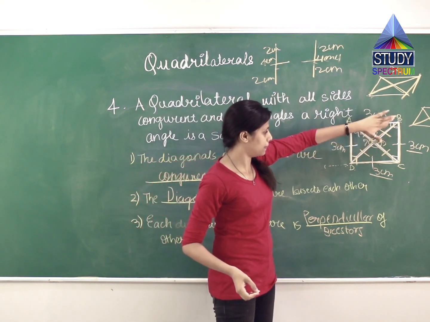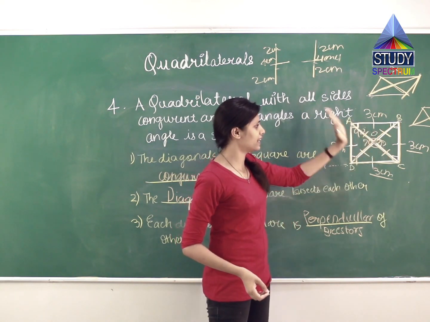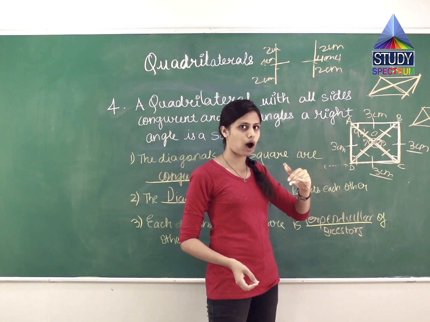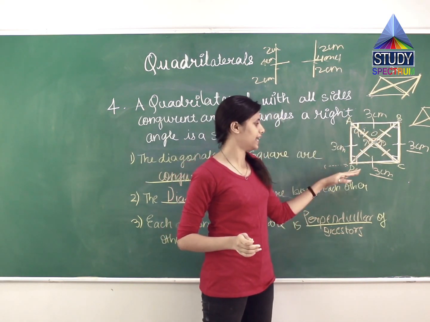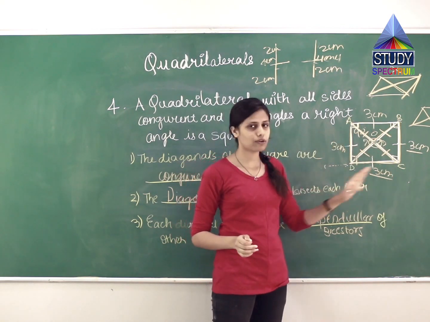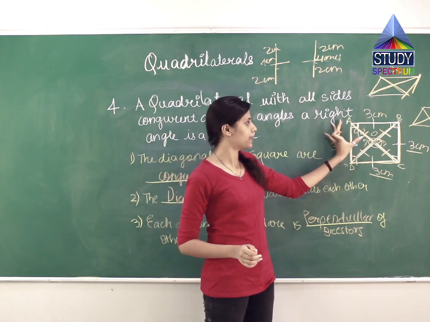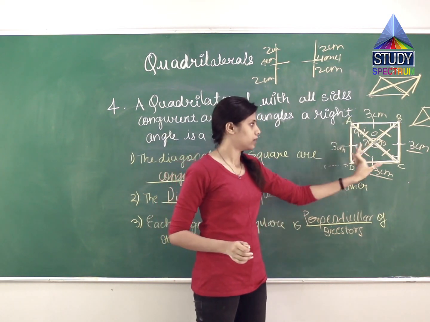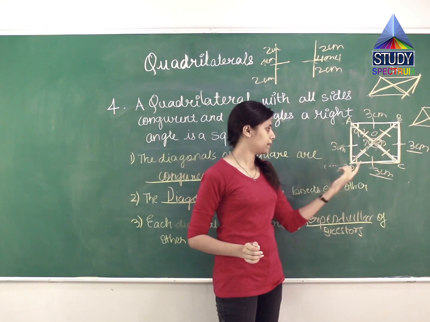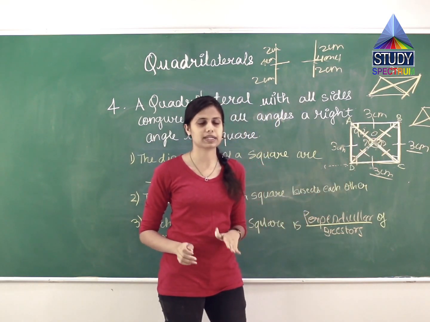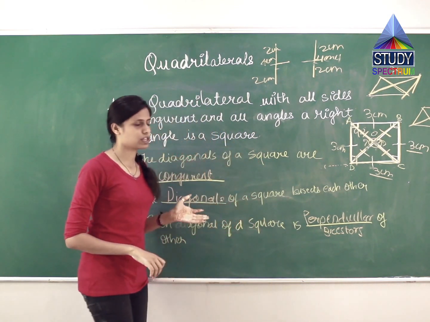If I say BD is congruent to AC, that means they are of equal length. And when I say divide both the lines into half, so O divides both the lines into half. So suppose BD is 4 cm, AC is 4 cm, and O divides both into half. So AO will be 2 cm, OC will be 2 cm, OB will be 2 cm, and DO will be 2 cm. Ultimately all are 2 cm. So that is all about the features of squares.